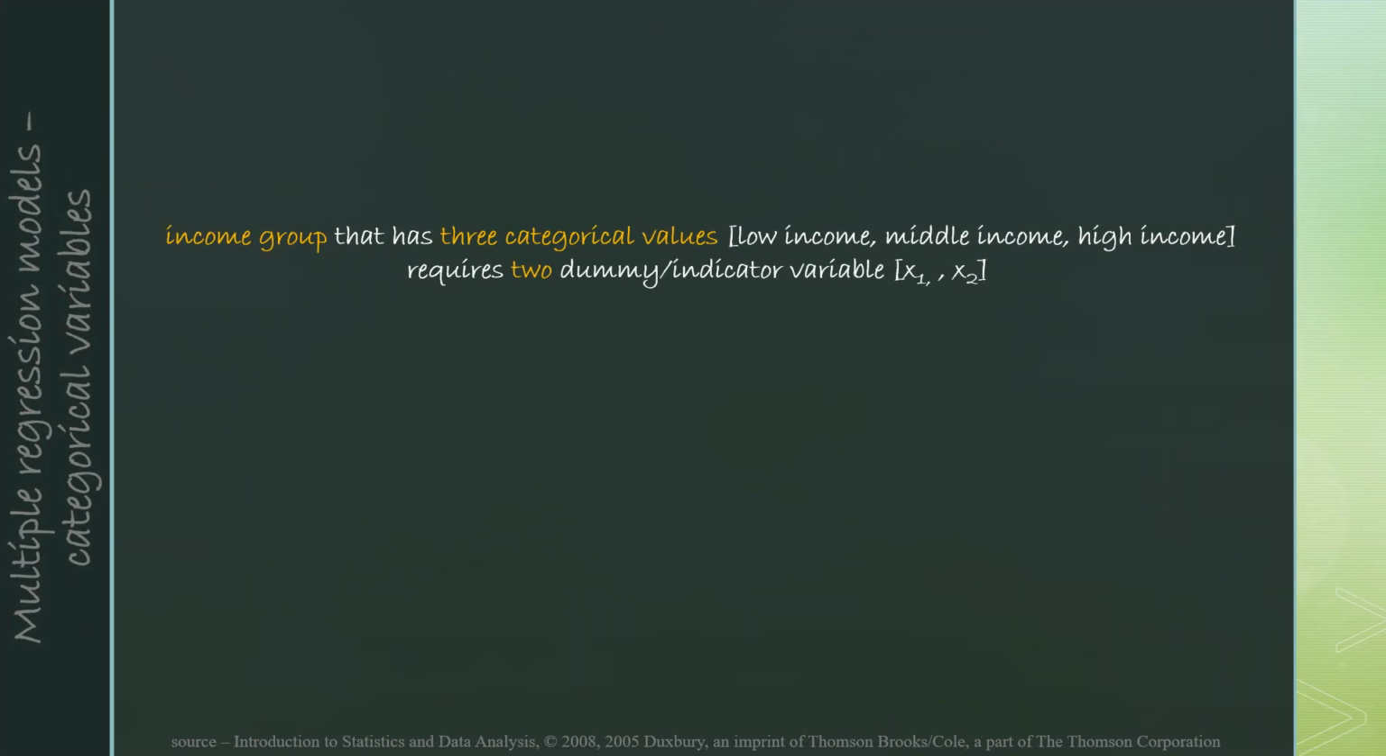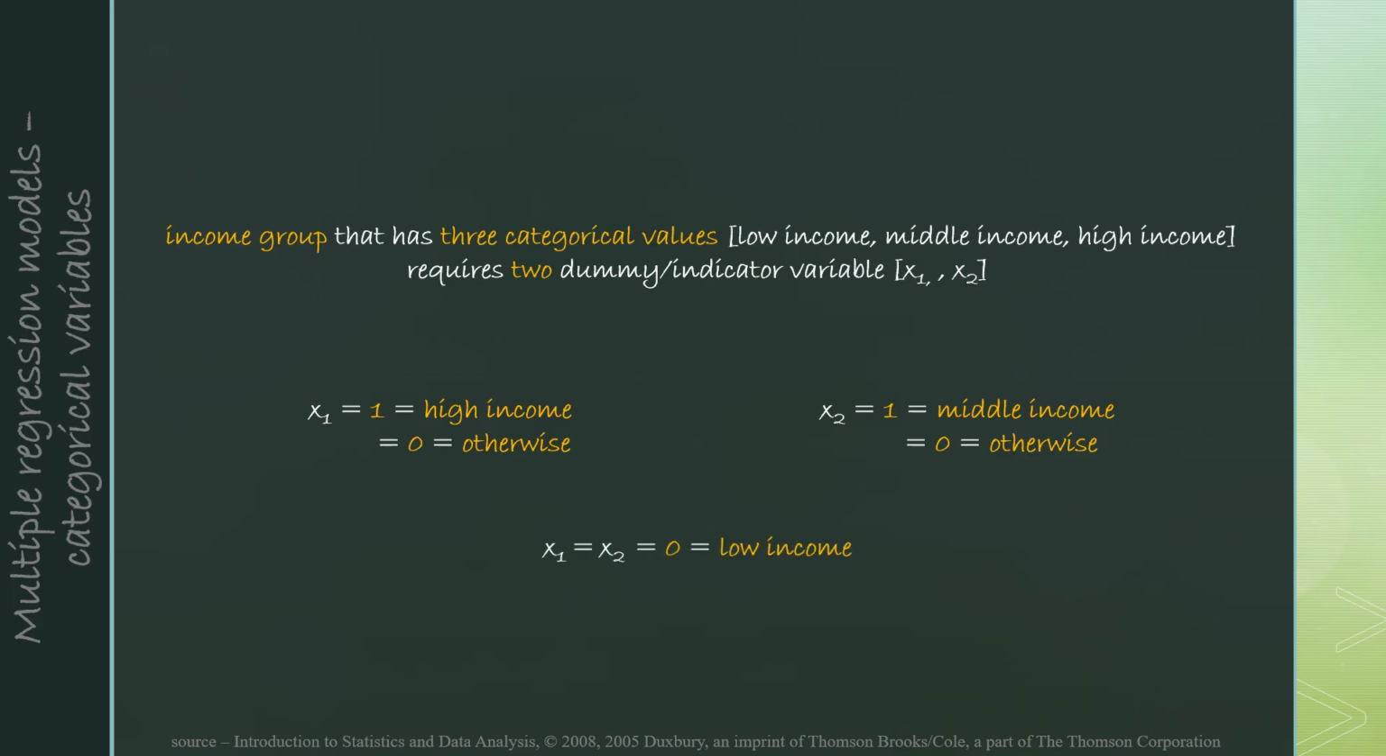On similar lines, the categorical variable income group that has 3 categorical values, as in low income, middle income and high income, requires 2 indicator variables x1 and x2. x1 equals 1 means high income, equals 0 means otherwise. x2 equals 1 means middle income, equals 0 means otherwise. And x1 equals x2 equals 0 implies it is low income.